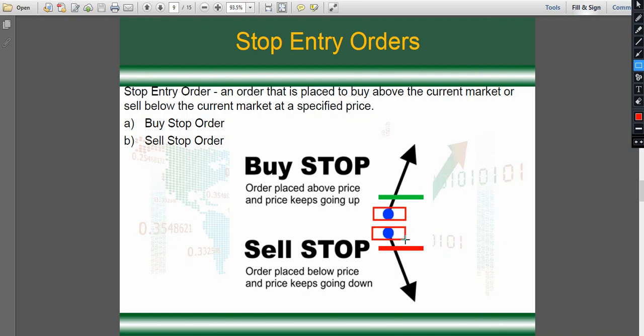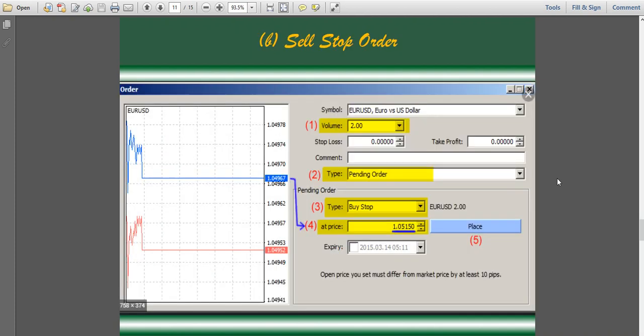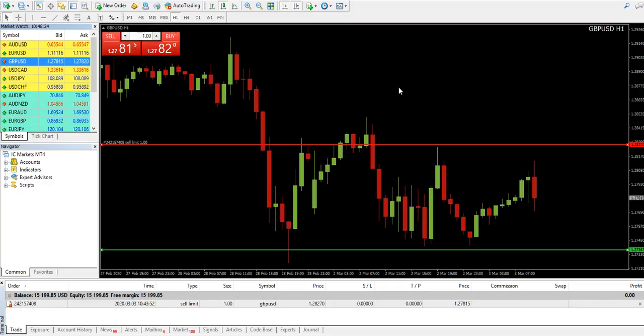A sell stop works in the reverse. Price is currently here, and you are saying that should price move to a given price level, then it is likely to continue to the downside, and you will do a sell. So, a demonstration of this. I'll show you how to do that. They're just the same thing. But now, over to our charts.